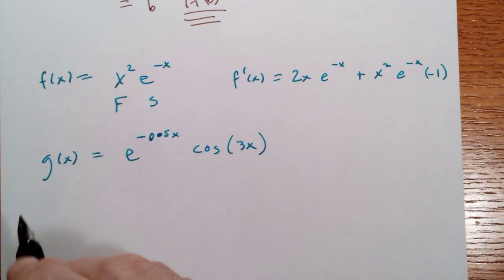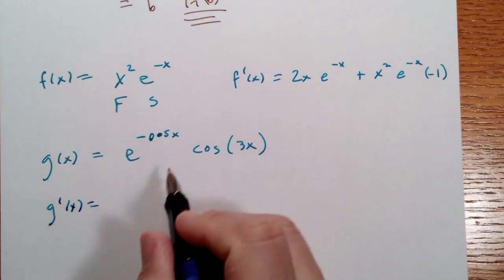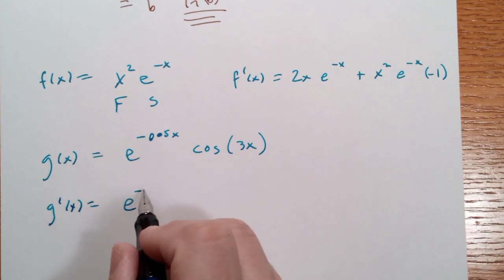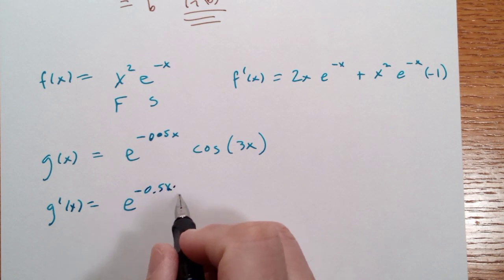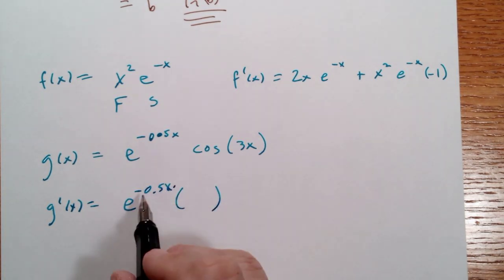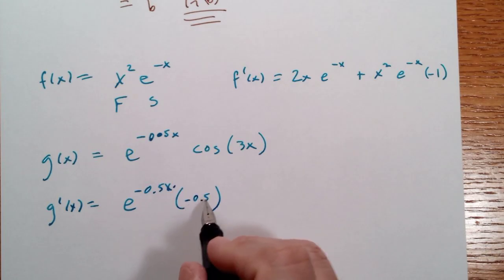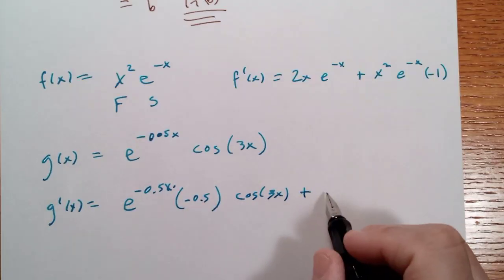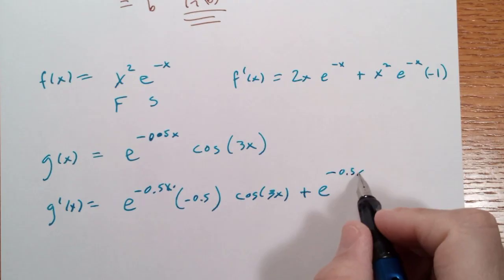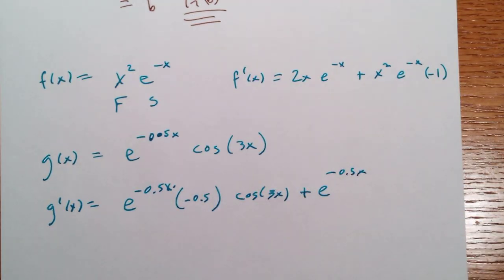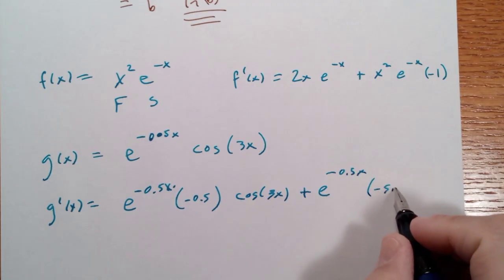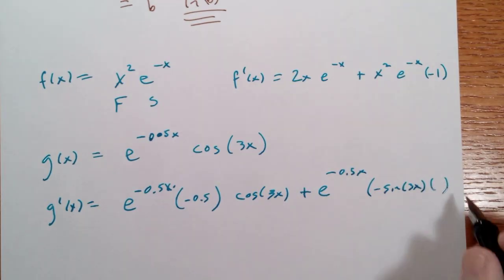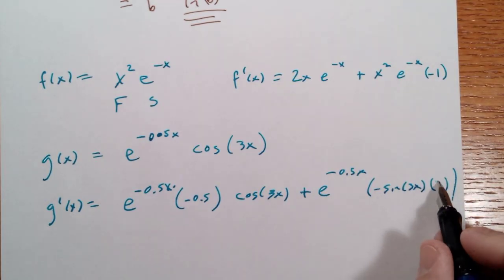Oh, let's do the derivative. What's g prime of x? G prime of x, derivative of the first. So e to the stuff gives me e to the stuff. But wait, there's more. Derivative of number x is number. Leave the second alone. Plus, leave the first alone. Take the derivative of the second. Derivative of cosine is minus sine 3x. Oh, it's sine of stuff. Chain rule again. Sine of ugly, derivative of the ugly.